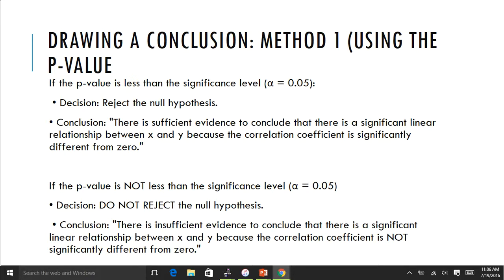But if your p-value is not less than the level of significance, do not reject that null hypothesis. So you're going to conclude there's insufficient evidence to conclude that there is a significant linear relationship between X and Y because the correlation coefficient is not significantly different from zero.